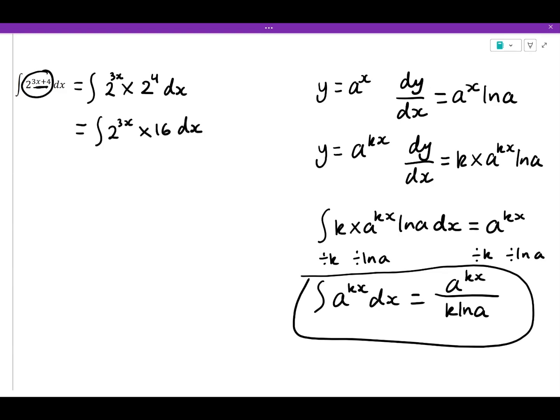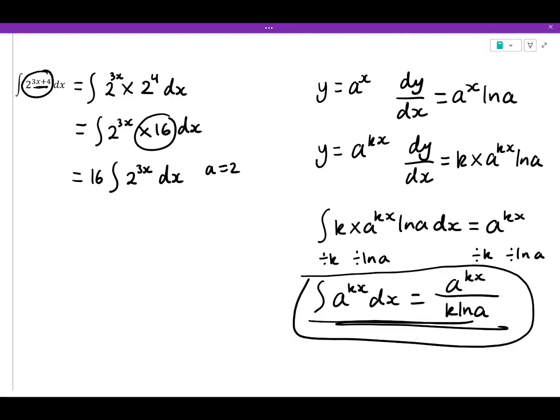And now this question looks a lot like the one I just did. Okay, what we can do is factor out the 16 because it's a numerical value. Okay, it doesn't involve x. So I can write 16 and an integral symbol and then 2 to the power of 3x dx. And now we're ready to make use of the result at the bottom here. Okay, so let's just identify what is our a. Well, that's our base, which is 2. What is our k? Well, that's what's multiplying x, which is 3.